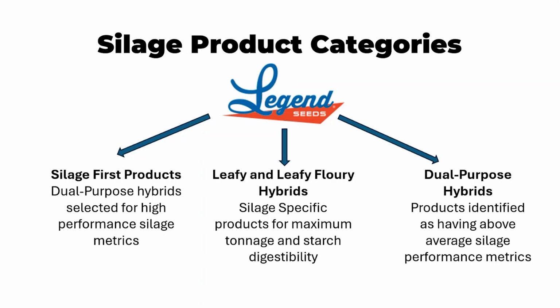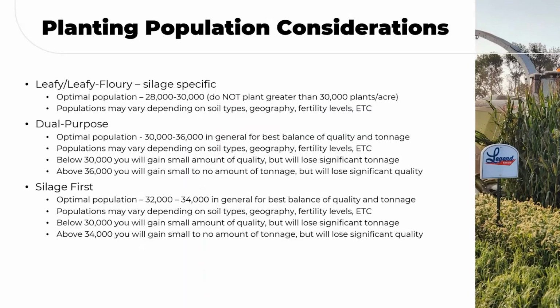So when people open that Legend product guide up, a lot of guys will only gravitate to leafies because they just see silage on it. That's the first thing they see. A lot of times, some of our best silage products fall into that silage first camp, especially for dairy quality feed. So this is a really busy slide.